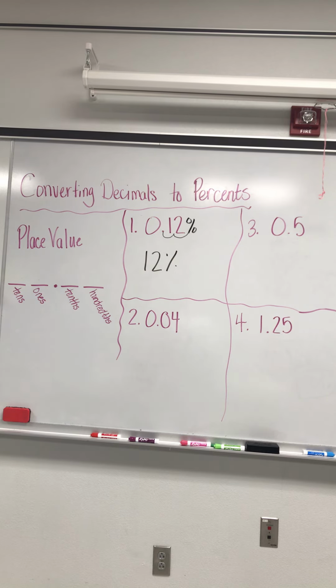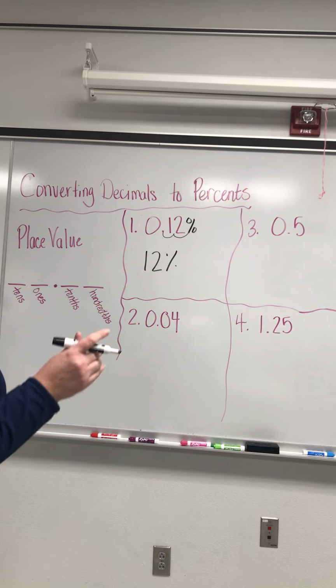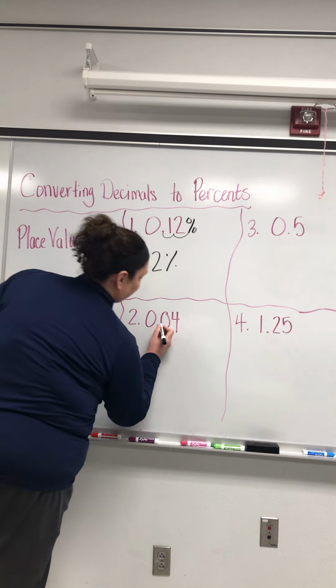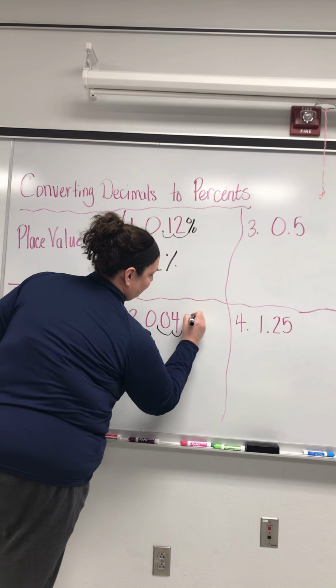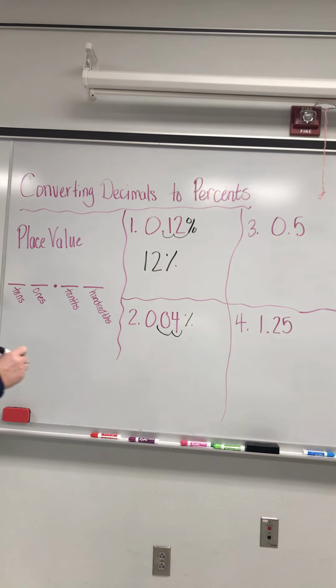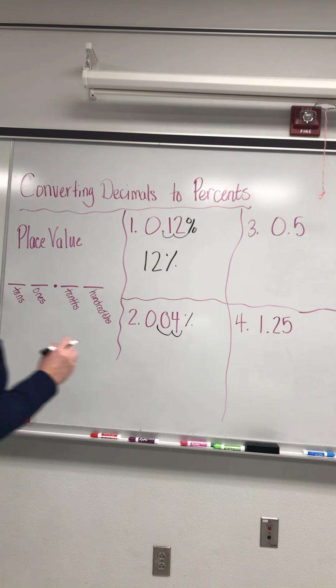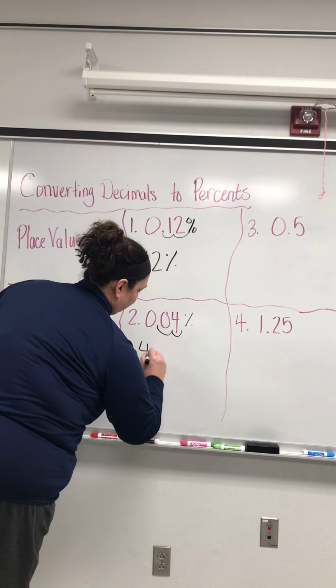All right, let's move on with number 2. 0.04 is our decimal. How are we going to do this? You are correct. 2 places over to the right. So we're going to have a point, our decimal part, and 2 places to the right. Add our percent sign. Now we had this the other day with the 0.07 and how we didn't have to write that extra 0, and this is the same situation. We do not have to write it, so this would just become 4%.